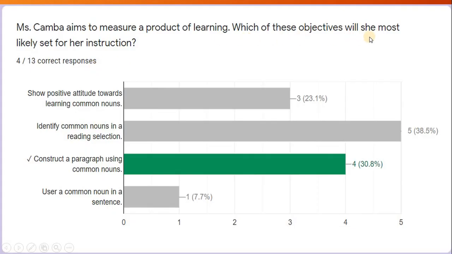Ms. Kamba aims to measure a product of learning. Which of these objectives will she most likely set for her instructions? So, show positive attitude towards learning common nouns. Affective ito, no? Show positive attitude lang. Identify common nouns in a reading selection. Well, this is not yet a product of learning because it's under low order thinking skills. Similar with use a common noun in a sentence, still under low order thinking skills. If we say construct, this is already creating. This is now on the higher order thinking skills. It's already a product of learning.